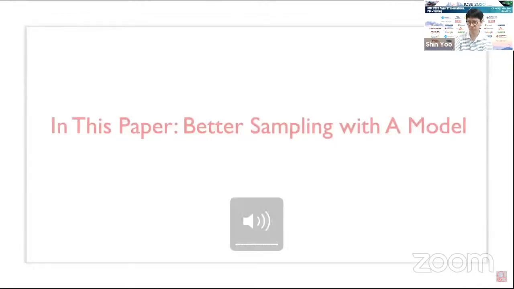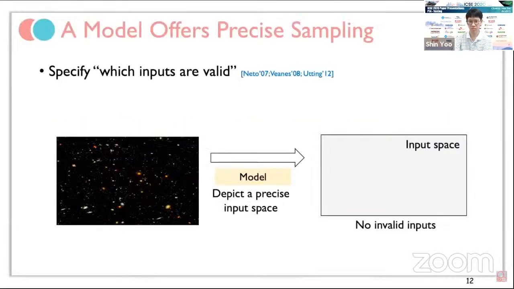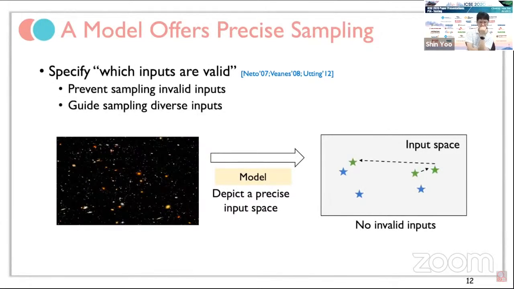In this paper, we present a better sampling with models. Models specify which inputs are valid or not. That is, it constructs an input space. There are no invalid inputs. In this way, we can avoid sampling invalid inputs and guide sampling, or even guide fuzzing.